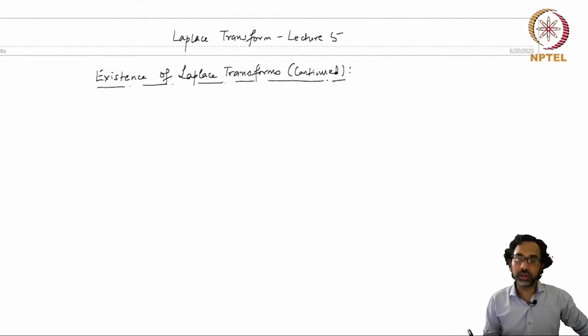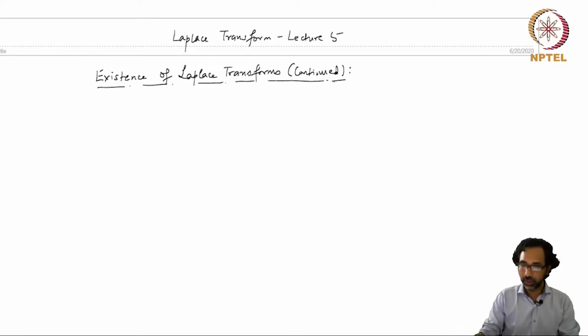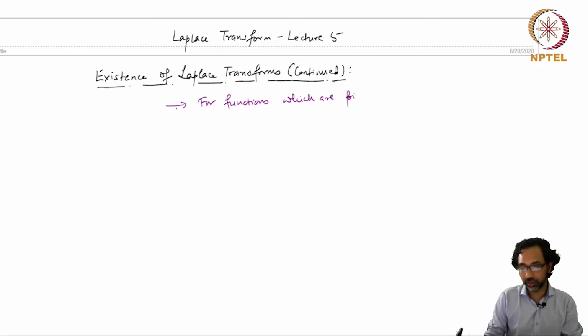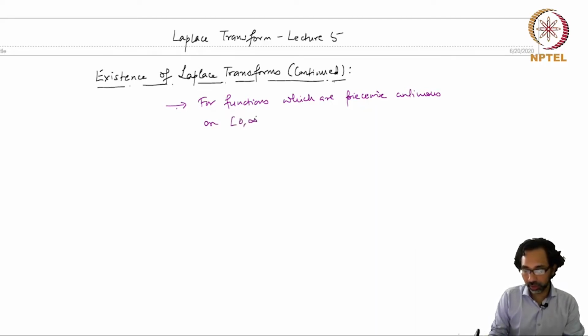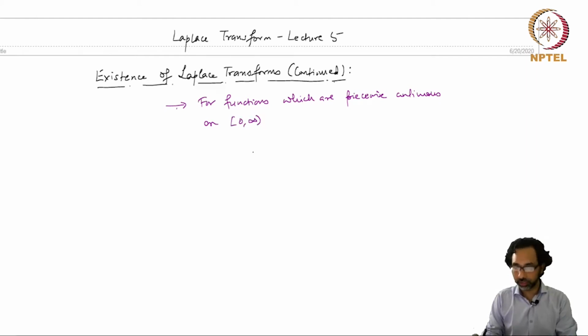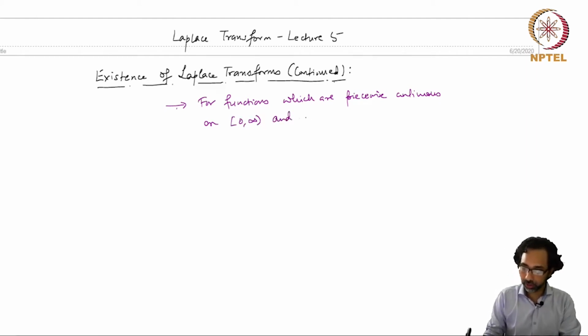So today we will continue our study of the problem of existence of Laplace transforms. We have already seen that for functions which are piecewise continuous on the interval 0 to infinity, where 0 is included in this interval, and of exponential order, the Laplace transform exists. So this is the theorem we saw before.